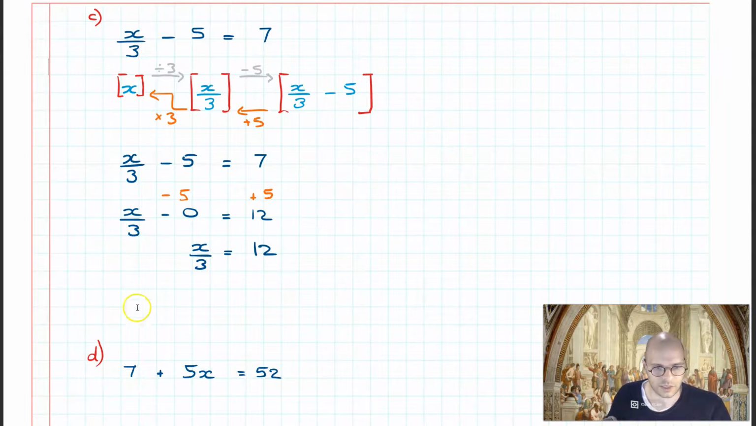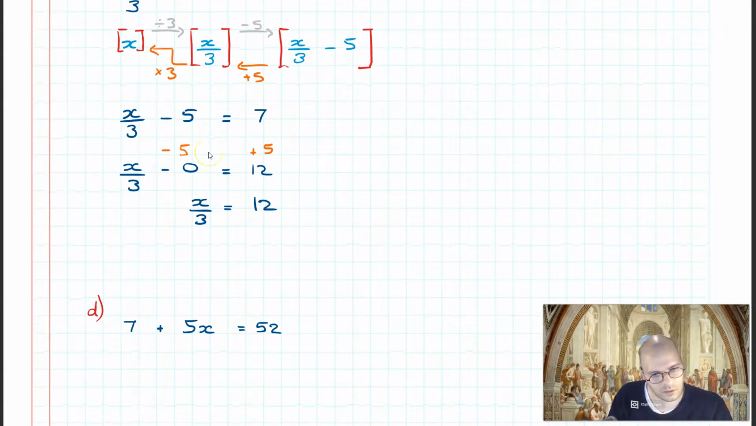Now, transforming this x over 3 back into x, I can see that I'm going to times by 3. So I'll multiply both sides by 3, and therefore what that yields is x on the left, and 12 3s are going to be 36.